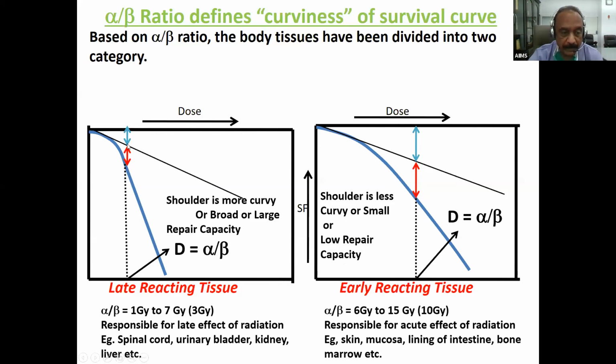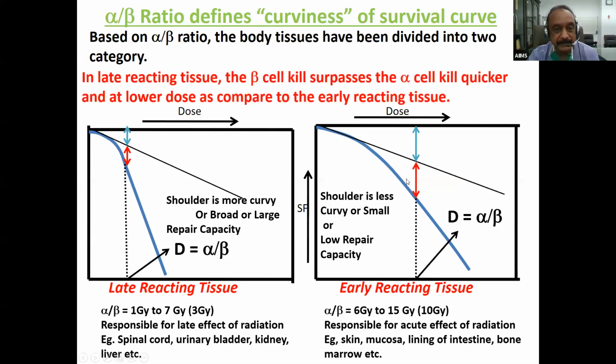Now this is the point beyond which predominant process of the cell kill will be beta. So we can also say that in late reacting tissue, beta cell kill surpass the alpha cell kill at a lower dose as compared to early reacting tissue, right?